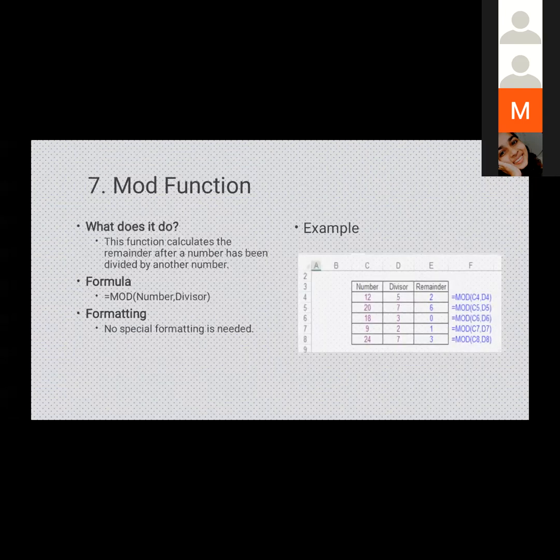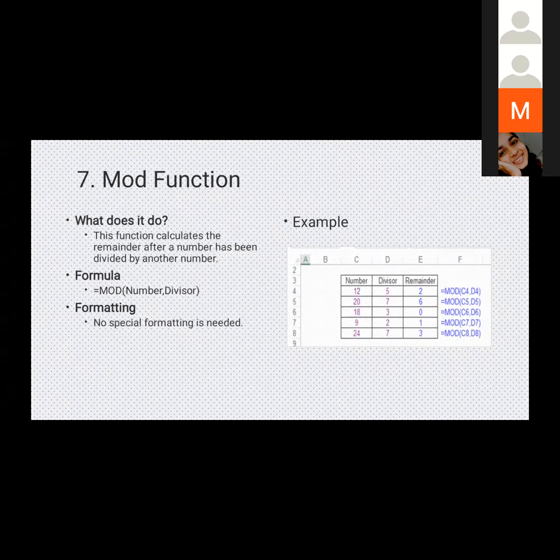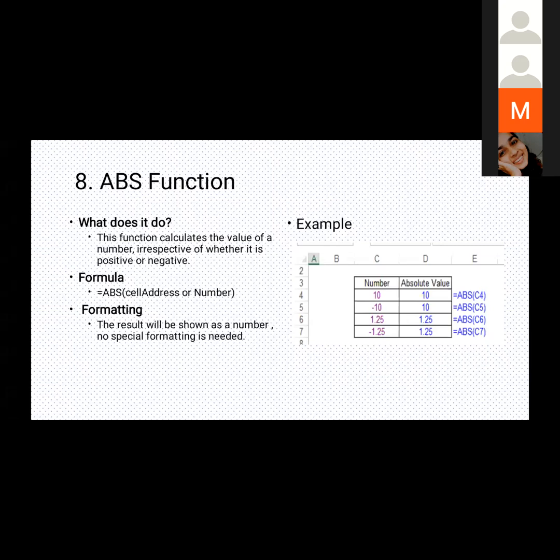The seventh is the MOD function. What does it do? This function calculates the remainder after a number has been divided by another number. Formula: =MOD(number, divisor). The eighth is the ABS function. What does it do? This function calculates the absolute value of a number, irrespective of whether it is positive or negative. Formula: =ABS(cell address or number).